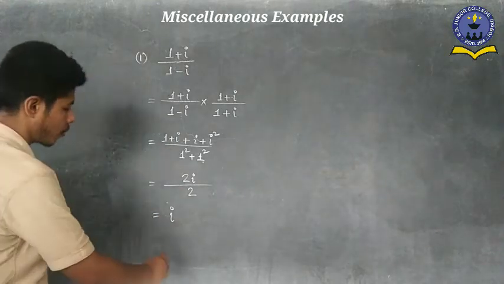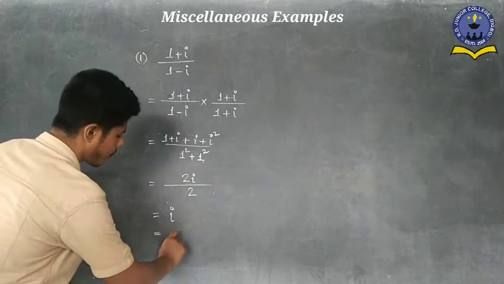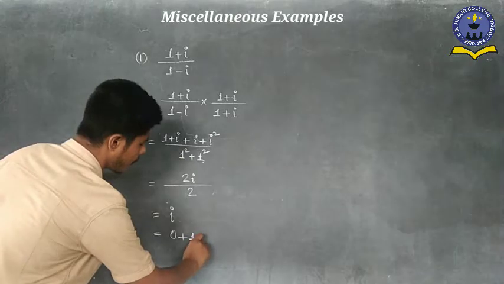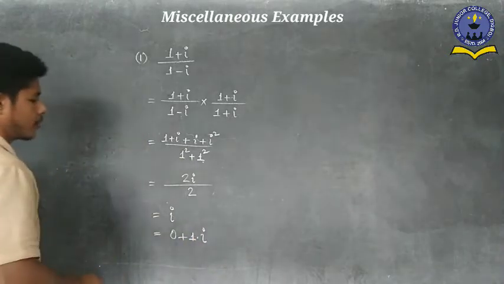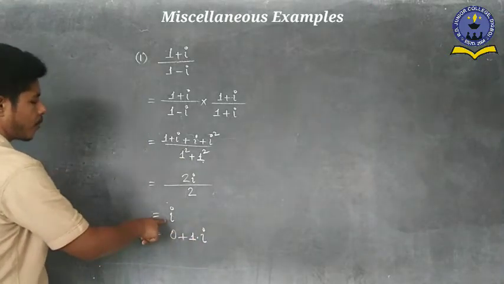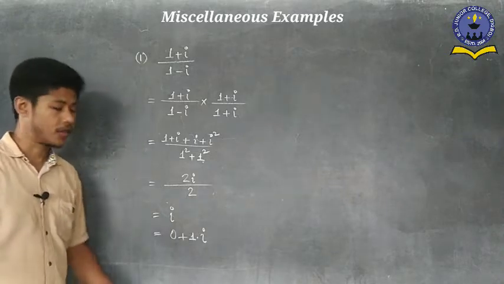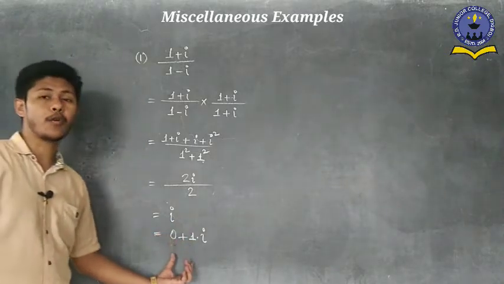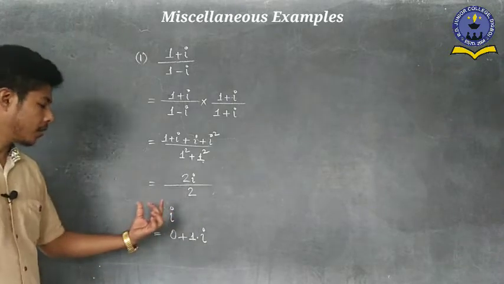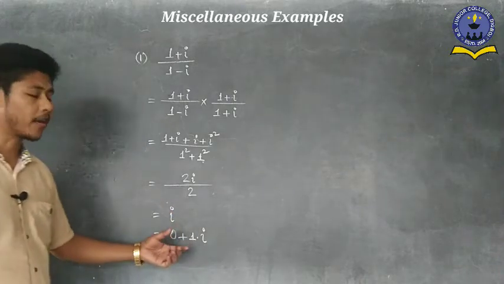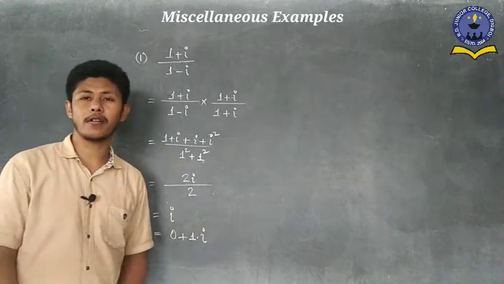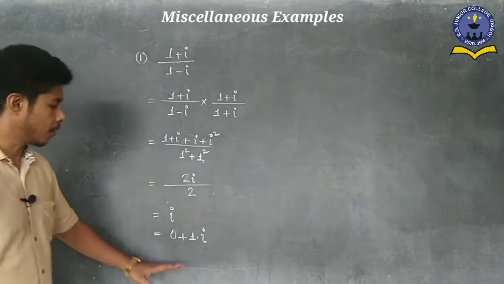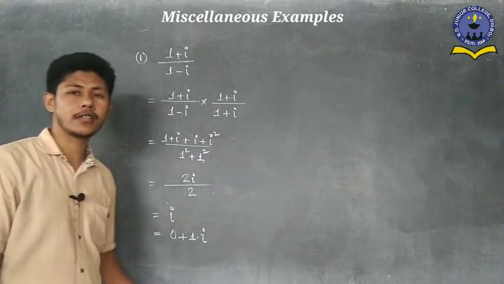If we convert this into a plus ib form, what do we write? 0 plus 1 into i. This is the complex number here. i simply means 0 plus i, 1 into i. For this complex number we have to find the modulus and argument. Is it clear? All of you know how to find the modulus and argument here.